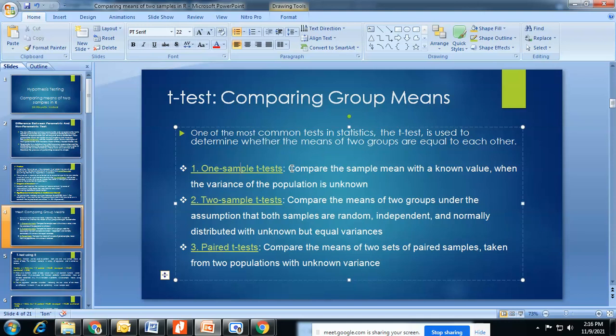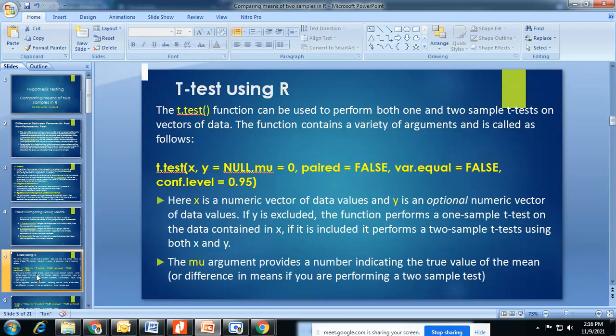And then we have the paired t test also. Paired t test compares the means of two sets of paired samples taken from two populations with unknown variances. So we are going to see an example of each type of test. First is t test using R.